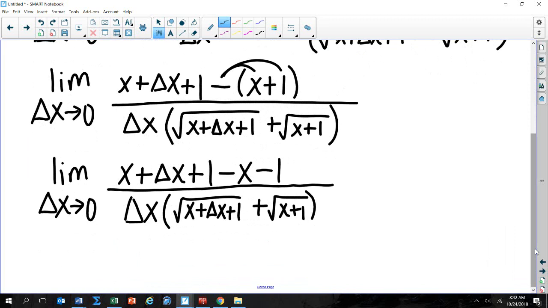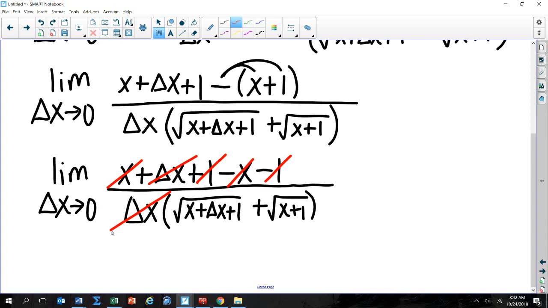Okay. So now you can see that the x minus x's, when you add those together, would go away. And the plus 1 minus 1, when you combine those like terms, you get 0. And look at what's left up top. Now it's just the delta x. And what do you see down below? Hey, a delta x. See why we left the denominator factor? Because now that goes away.